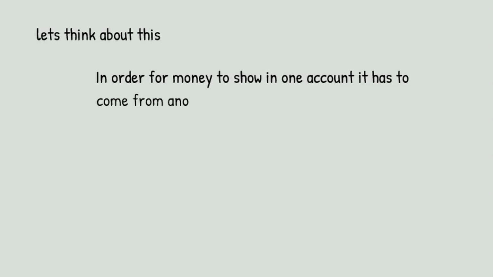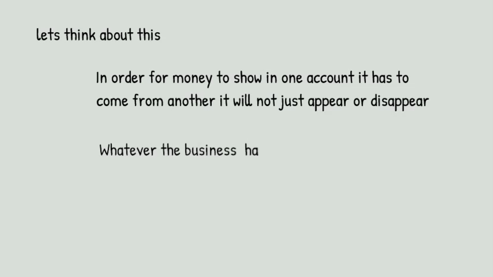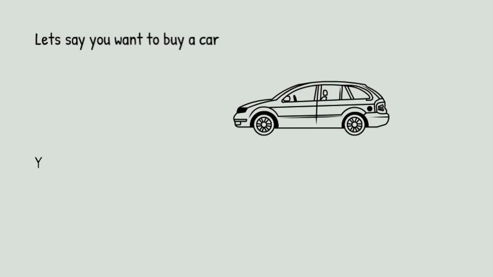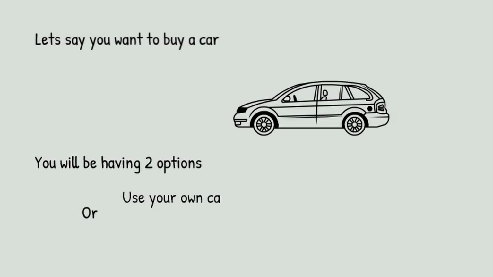We know the following fundamental points. In order for money to show in one account, it has to come from another. It will not just appear or disappear. And whatever the business has as a resource came from a specific source of funding. To understand it further, let's assume that you want to buy a car. You'll have two options: either you can use your own cash or you can get a loan. The same thing applies for a business.